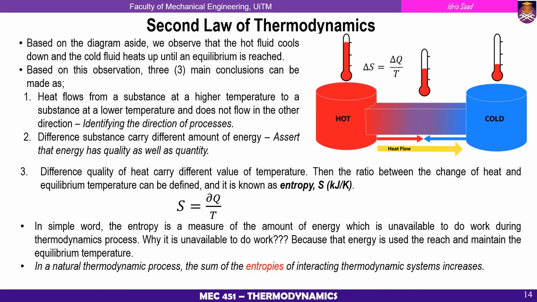For energy, we can change it, but entropy will just keep increasing from time to time and from process to process. So, as a conclusion for the second law of thermodynamics, there are three important usages. Number one is to identify the direction of heat flow by nature. Number two, energy has its own quality as well as quantity. And number three, to define the entropy of any thermodynamic system. So this is about the second law of thermodynamics.